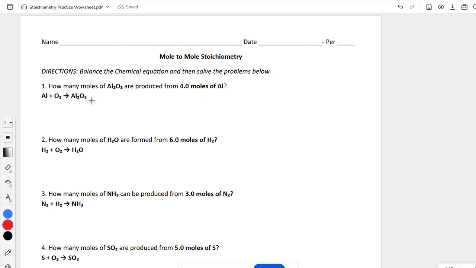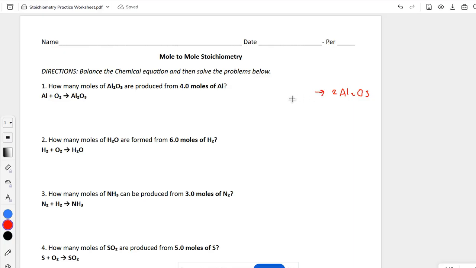So let me go over here. You look at 2 and 3. The common number is 6. So I need 6 oxygens. To do that, I'm going to go 2 Al2O3. Boom. Now 2 times 3 gives me 6 oxygens.